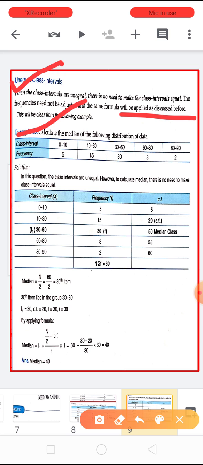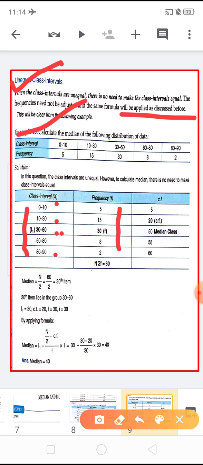Now in this case, we need to calculate again the median of the frequency distribution of data. The class intervals are given as 0 to 10, 10 to 30, 30 to 60, 60 to 80, and 80 to 90. With these 5 class intervals, you are observing that in the first class interval, there is a difference of 10 between the lower and the upper limit. In the second one, there is a difference of 20. In the third class interval, there is a distance of 30. In the fourth class interval, the difference between the lower and the upper limit is 20. And in the final one, it is 10. So the frequencies are given as 5, 15, 30, 8, 2.